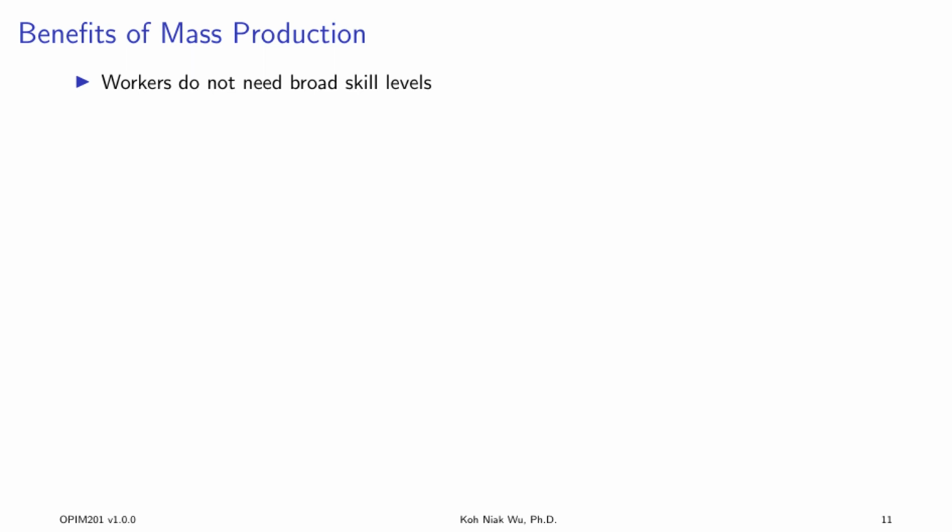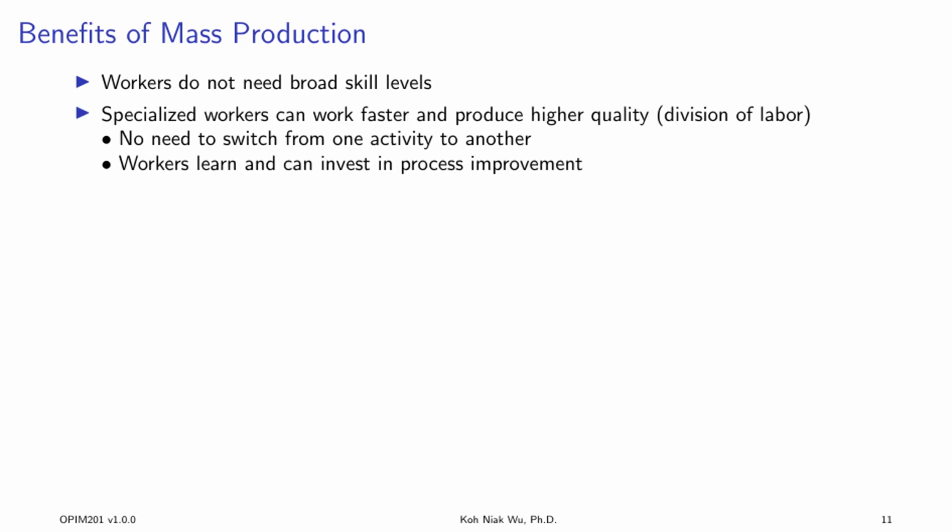For example, a worker may specialize in assembling a particular component rather than learning multiple tasks. Mass production relies on specialization. When workers focus on specific tasks, they become more efficient. This specialization allows for faster production and improved quality.